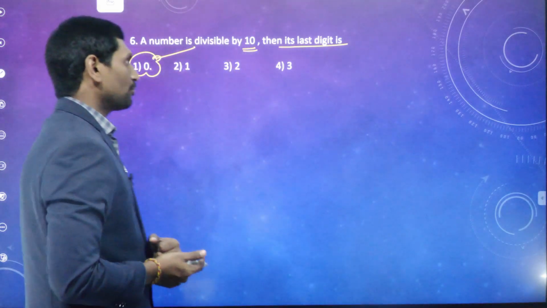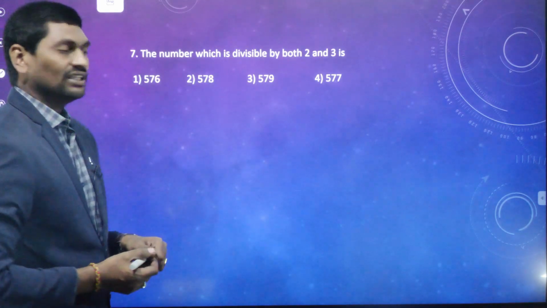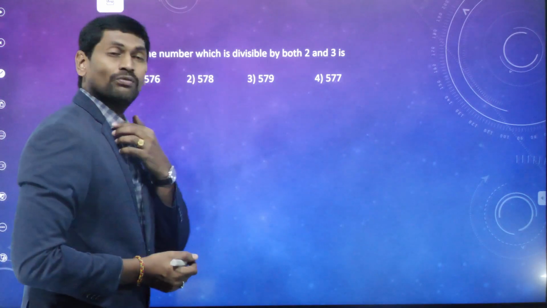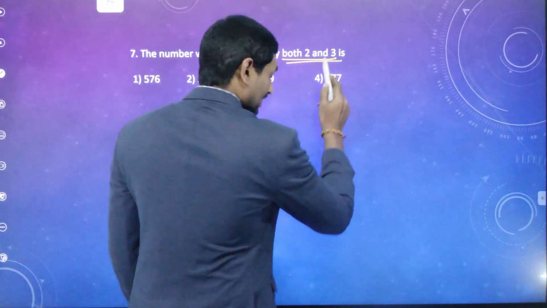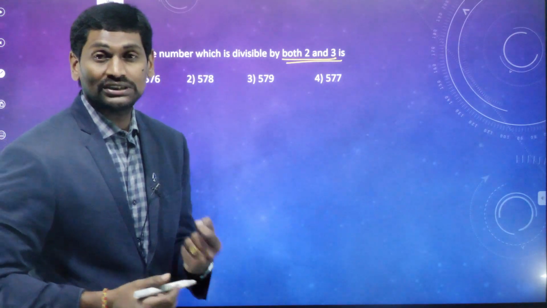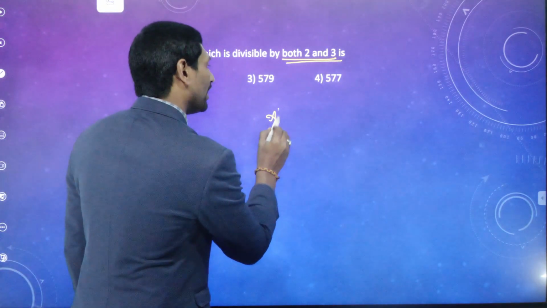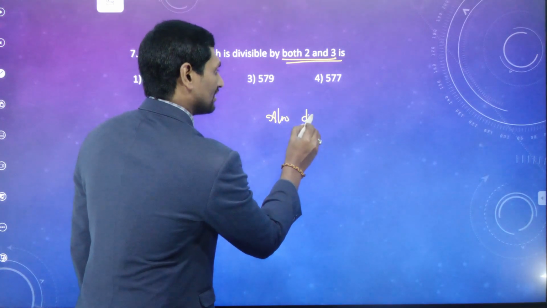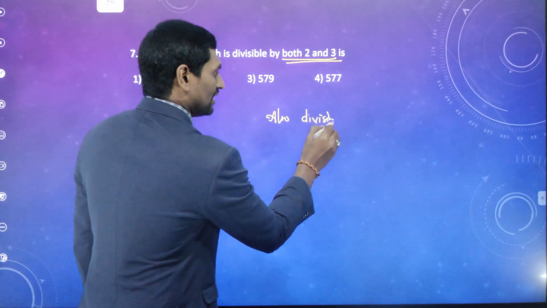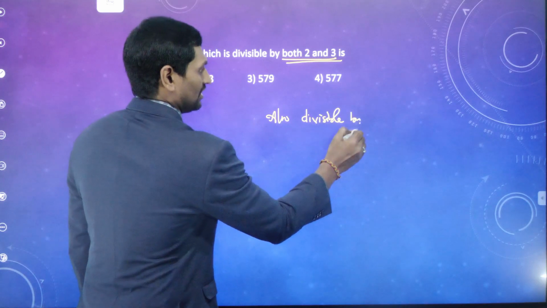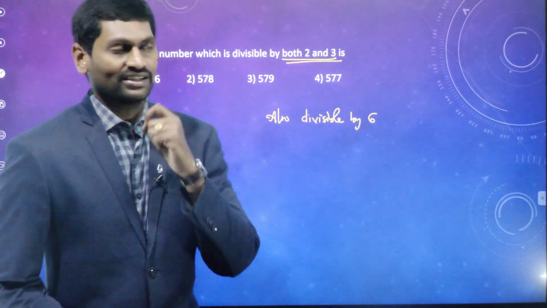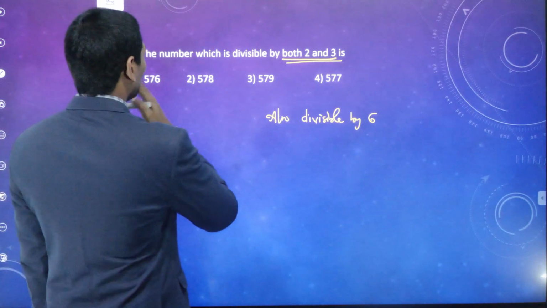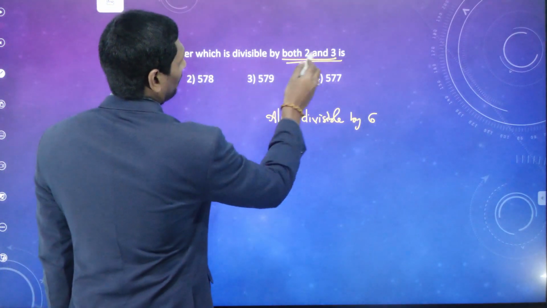Okay. Next problem. The number which is divisible by both 2 and 3. So what is the rule for this? If a number is exactly divisible by 2 and 3, it is also divisible by 6. That is the rule for 6. If a number is divisible by both 2 and 3, it is also divisible by 6. So which of the numbers is divisible by both 2 and 3?